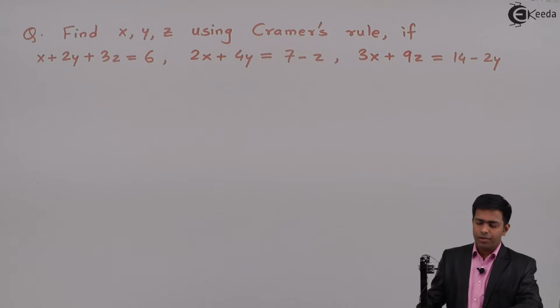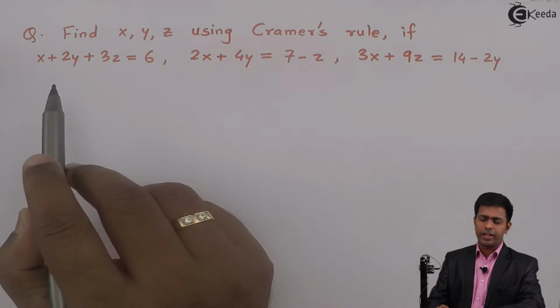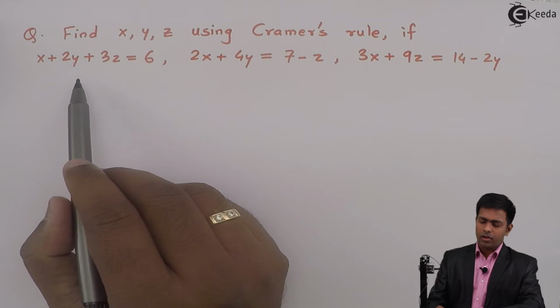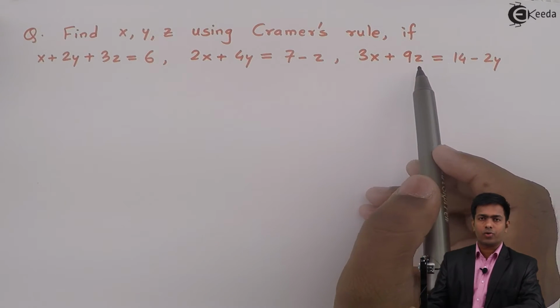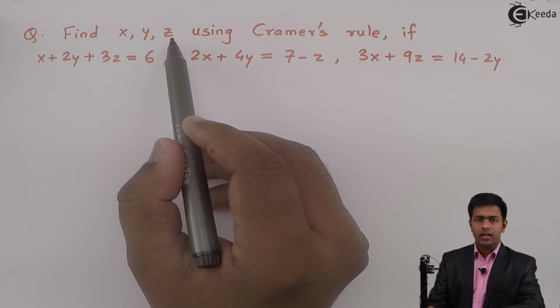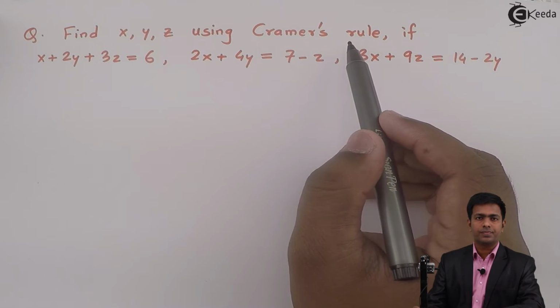Hello everyone. So here in this problem we have to find out the value of x, y and z using Cramer's rule. We have been given three equations with three variables. By using these three equations we have to find the value of x, y, z and we have to make use of Cramer's rule.